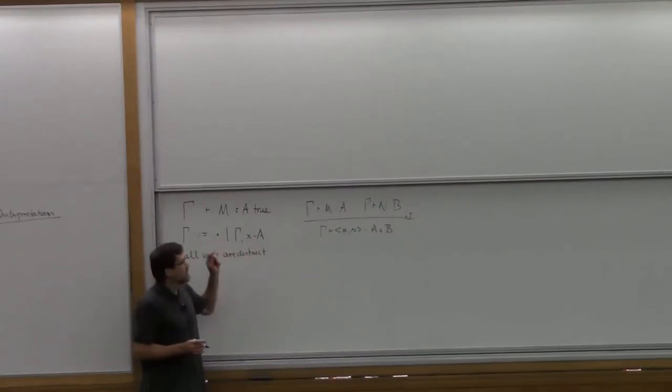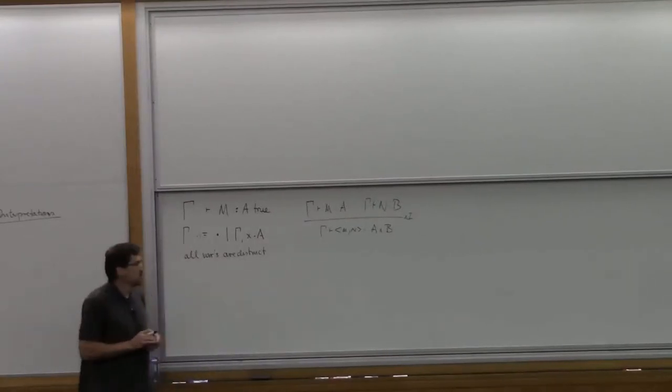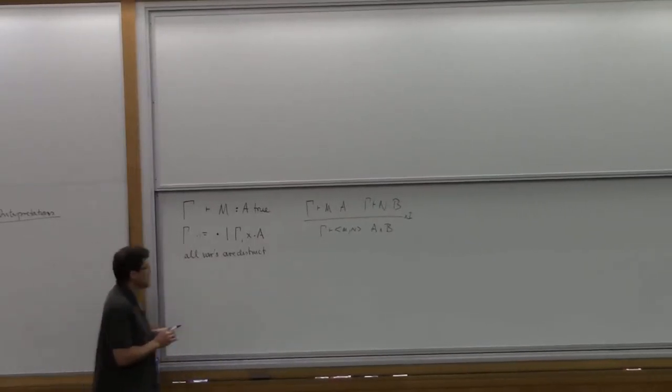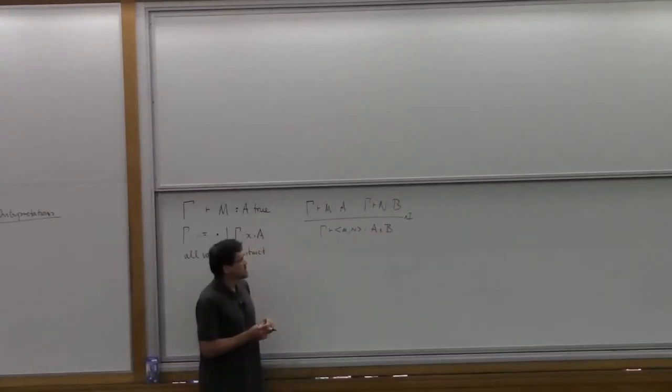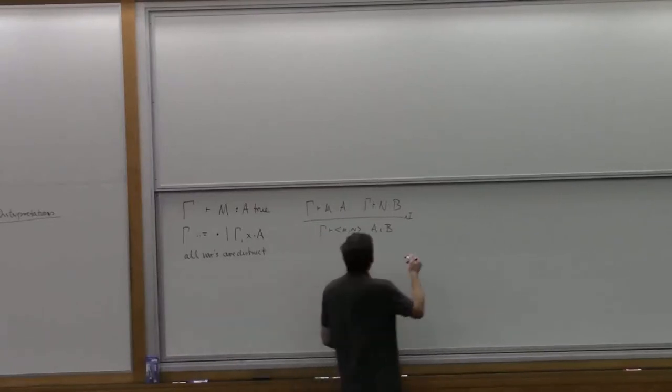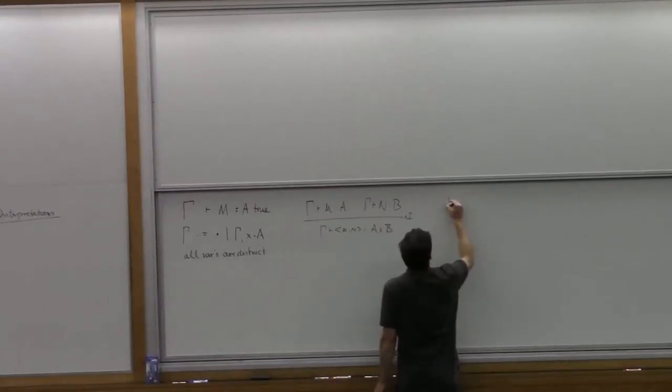All right, so this was the introduction rule, and we viewed this as defining the meaning of conjunction. From a programming language point of view, it's a product or a pair of two proofs. And from that, we derived and justified the two elimination rules.